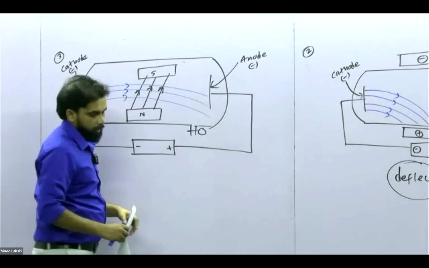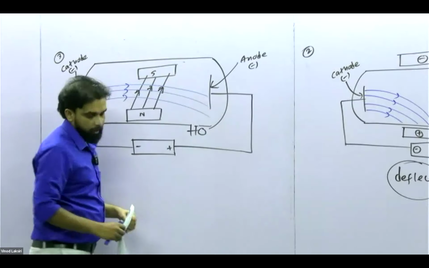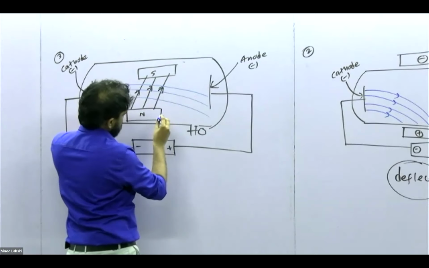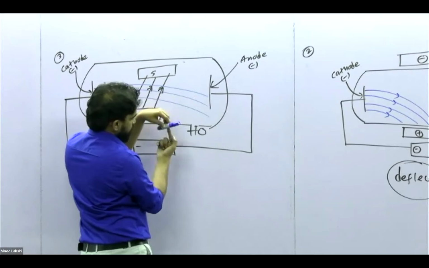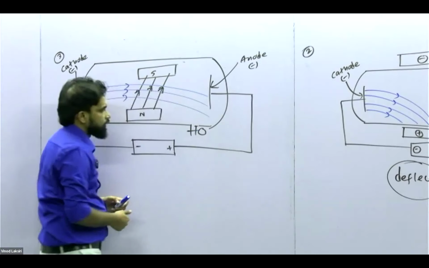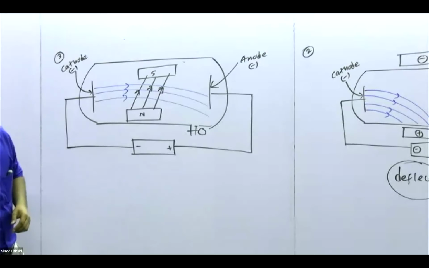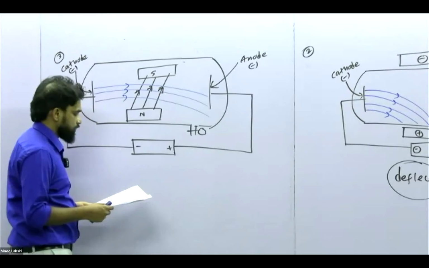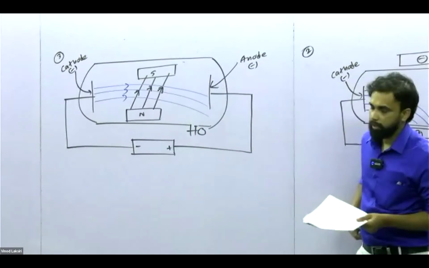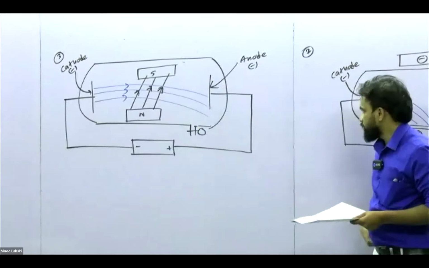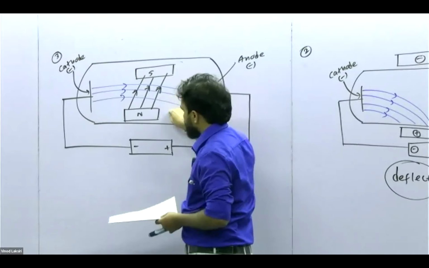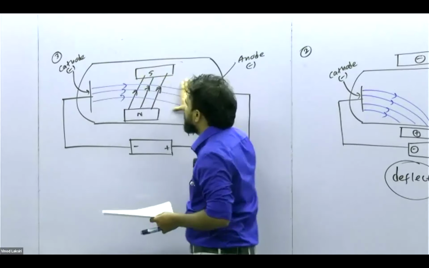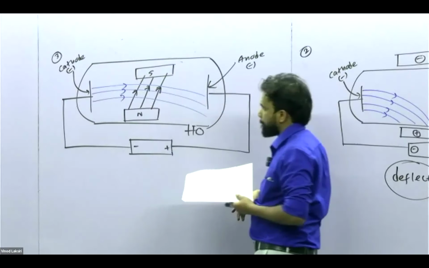The cathode ray deflects in a direction perpendicular to the magnetic field, right? This is the magnetic field. Then the cathode ray coming here deflects like this, perpendicular to the magnetic field. So what is the conclusion? Cathode ray particles don't have magnetic property. Think some particle has S magnetic property, it deflects towards N. If some particle has N magnetic property, it deflects towards S. But here the cathode ray does not deflect towards N or S. Therefore, the final conclusion: the cathode ray particles don't have magnetic property.